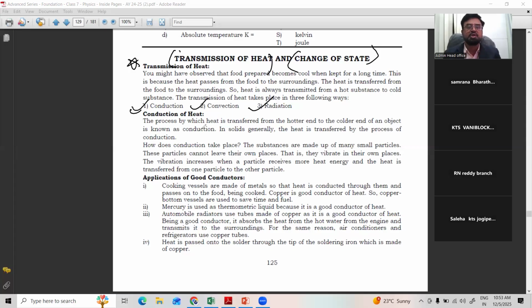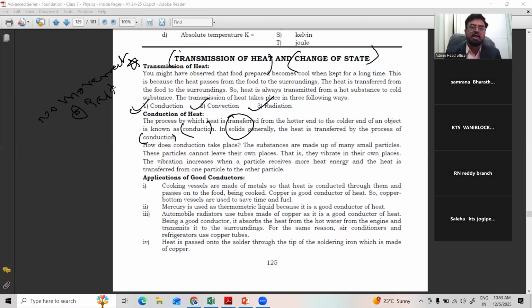The process by which heat is transferred from the hotter end to the colder end of an object is known as conduction. In solids, generally heat is transmitted by the process called conduction. Here there is no movement of particles. Particles never move.